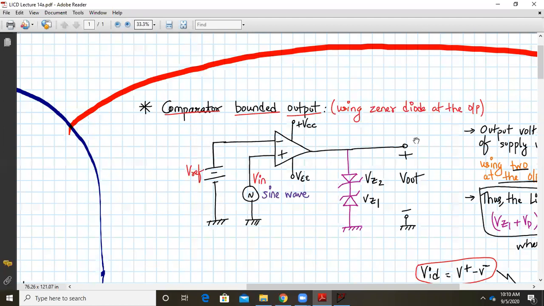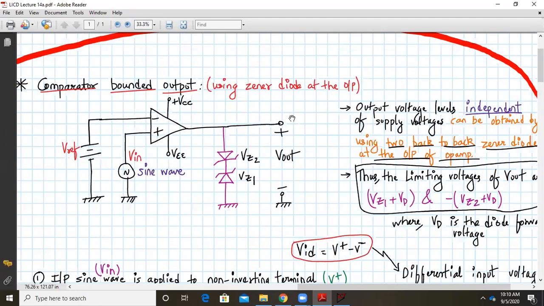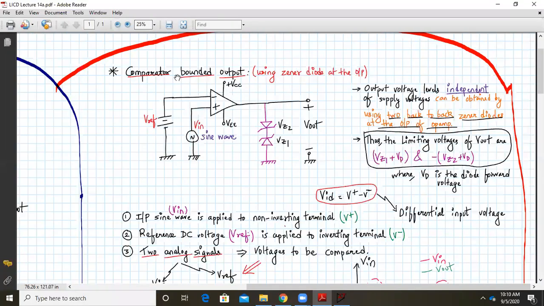Let me just zoom in a little. So this is my comparator with bounded output using Zener diode at the output terminals. This is my non-inverting comparator since my sine wave is applied to the non-inverting terminal and my reference DC voltage is applied to the inverting terminal. One difference is that earlier, when we studied the non-inverting comparator, the outputs had two states, plus VSAT or minus VSAT, which is automatically decided by the power supply VCC and VEE. But in this circuit, we can decide on the output amplitude.